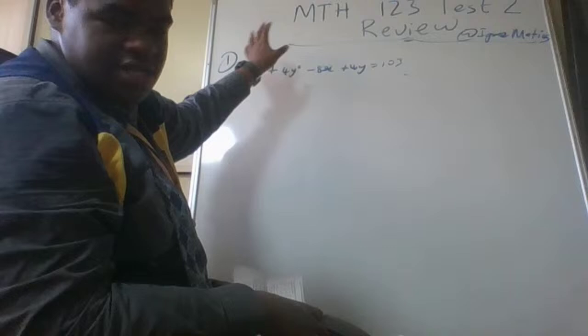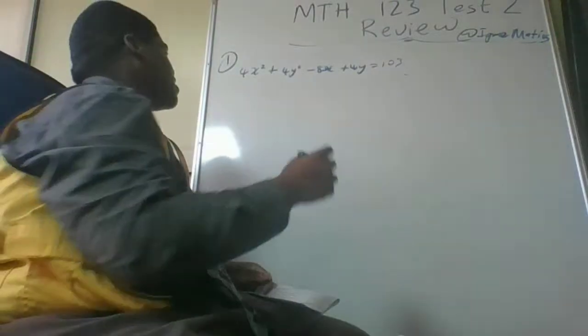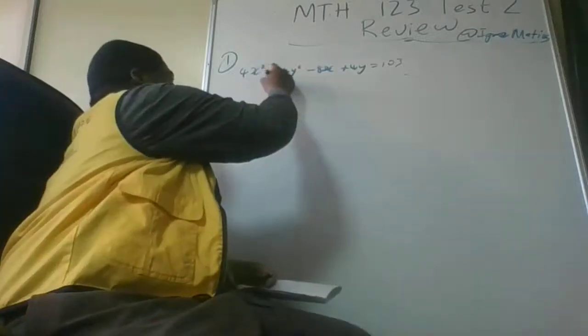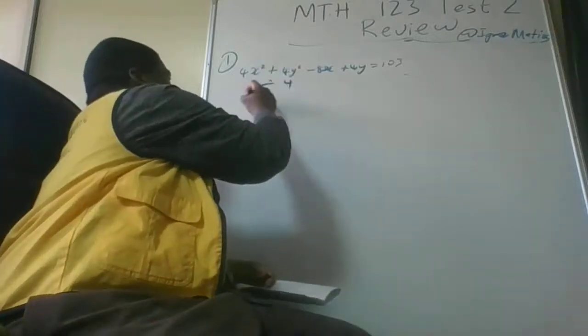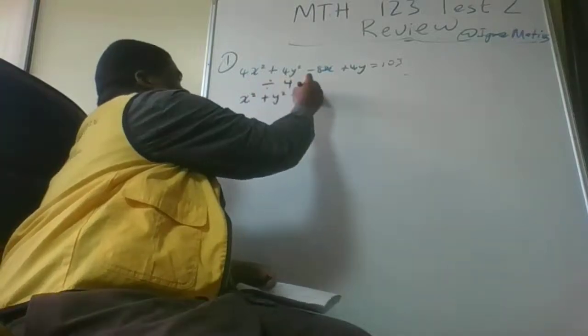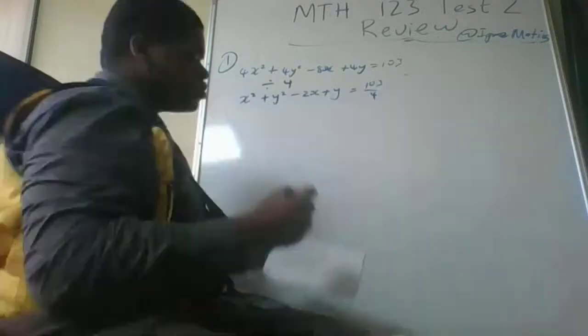You're not having 2x squared, you're not having 3x squared. It's just going to be x squared. So what you're going to do is divide all through by the coefficient of x squared or y squared. So you're dividing all through by 4. If you divide all through by 4, you're going to have x squared plus y squared minus 2x plus y is equal to 103 divided by 4.